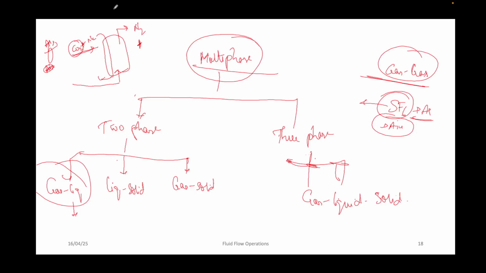Any other operations or any other examples? Gas liquid chromatography. This is also an example of gas liquid systems. And then we also have ozonation of ammonia, dyes, arsenic. Okay, and there are also many other gas liquid reactions which happen at industrial scale. So these are all examples of gas liquid systems.